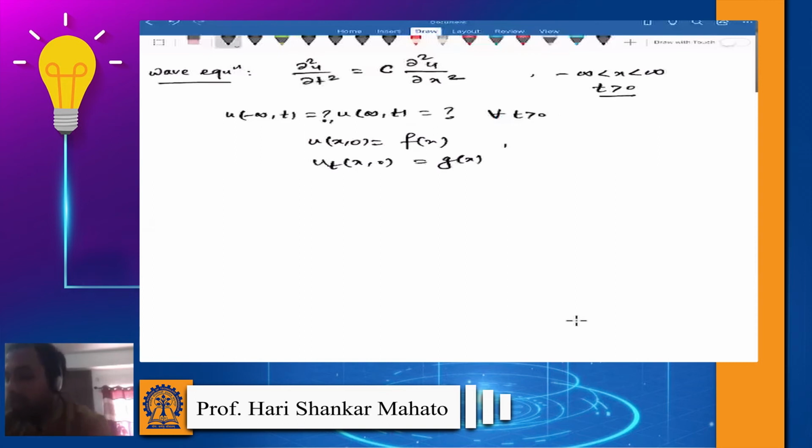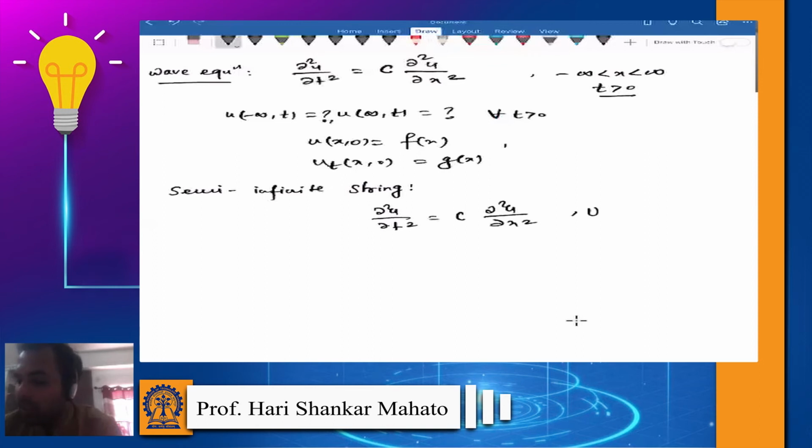Now, if I change the situation to a semi-infinite string, then this same problem will reduce to del square u by del t square equals c times del square u by del x square, where 0 less than x less than infinity and t is positive. Now you can see the string has become semi-infinite. Instead of going from minus infinity to plus infinity, now it is going from 0 to infinity. So now one end is finite.